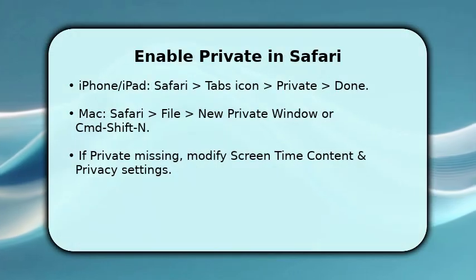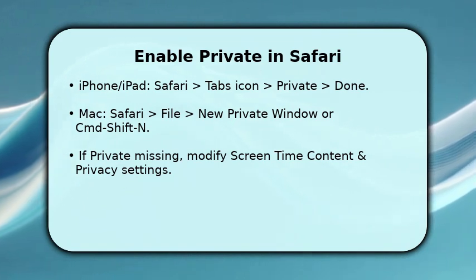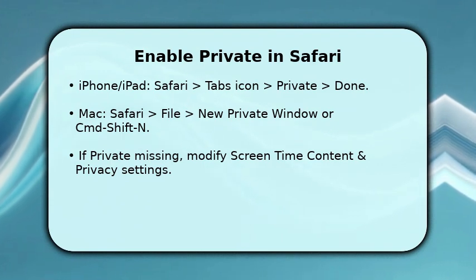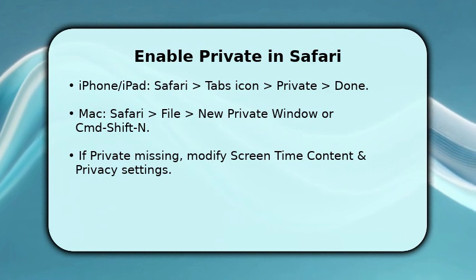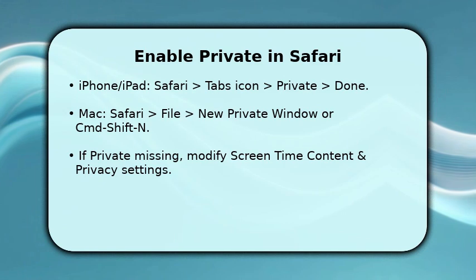Next, enable private browsing in the browser itself. On iPhone or iPad, open Safari, tap the tabs icon, choose Private, then tap Done. This switches you into private mode instantly. On Mac, choose File, New Private Window, or press Command-Shift-N to open a private window.